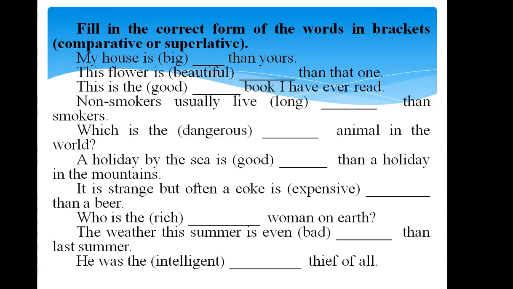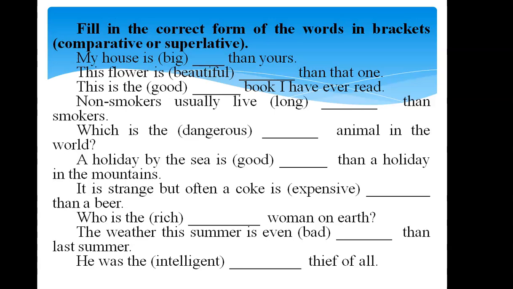Let's fill in the correct form of the words in brackets, comparative or superlative. My house is bigger than yours. It will be comparative because of the double G in bigger than yours. This flower is more beautiful than that one. This is the best book I have ever read. This is the best, yes? Non-smokers usually live longer than smokers.